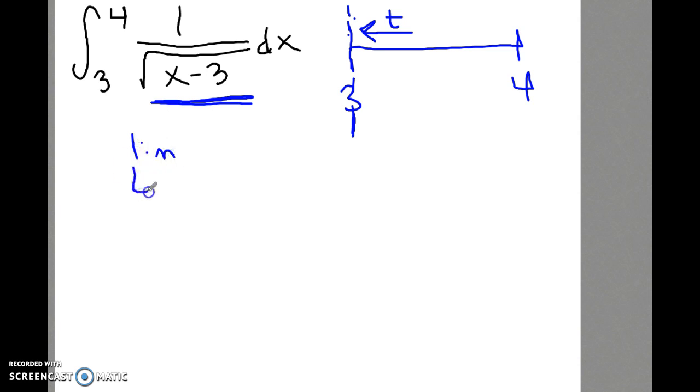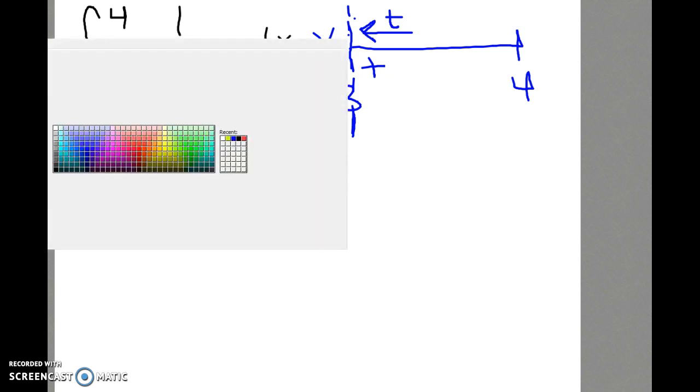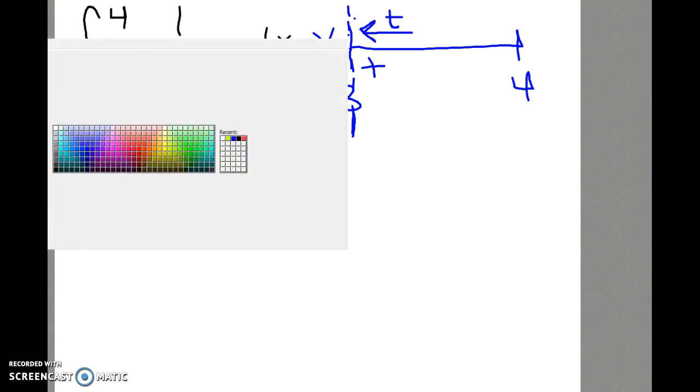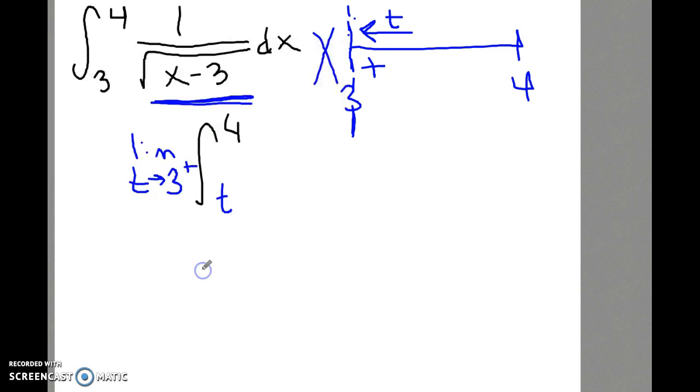Let me set this up. So, limit as t approaches 3. And this time we're approaching 3 through values slightly bigger than 3. We don't do anything with t values less than 3, so we're only approaching 3 from the right. And we make this the integral from t to 4. Okay, so that's the first major step: take your improper integral and express it as a limit.